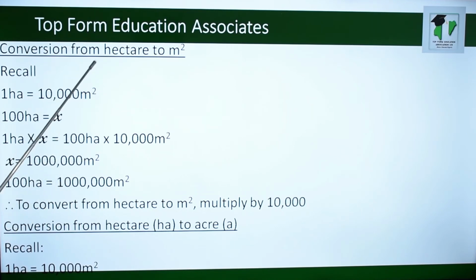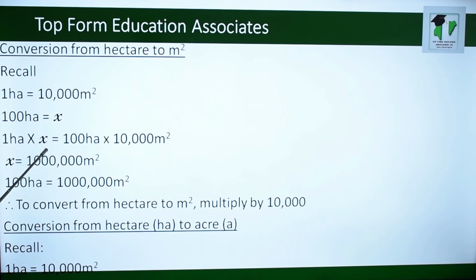Now, conversion from hectare to meter squared. I mean, you want to convert now from hectare to meter squared. What do you do? Recall that 1 hectare is equal to 10,000 meters squared. And 100 hectare is equal to what? If you cross multiply here, we'll have 1 hectare times x is equal to 100 hectare times 10,000 meters squared. Are you following?